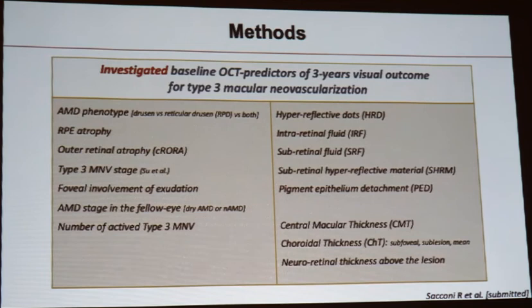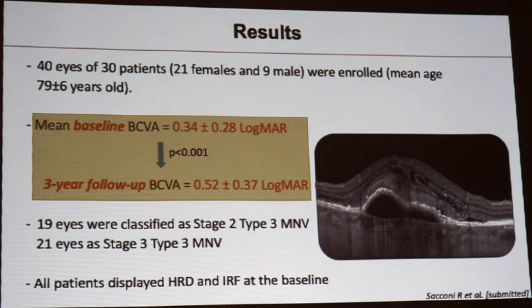We analyzed several features using mainly structural OCT. And here are the results. You can see that there was a decrease in best corrected visual acuity, and you know that unfortunately patients affected by type 3 macular neovascularization are characterized by the development of atrophy during the long-term follow-up, and for this reason you usually have a decrease in best corrected visual acuity also after the treatment. But I would like to give you some tips about the predictors.